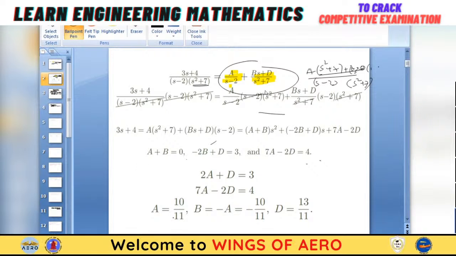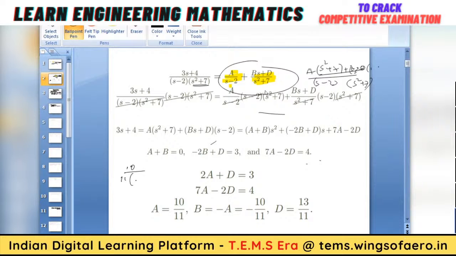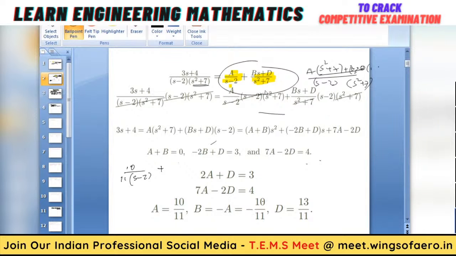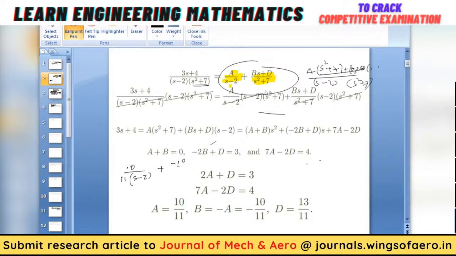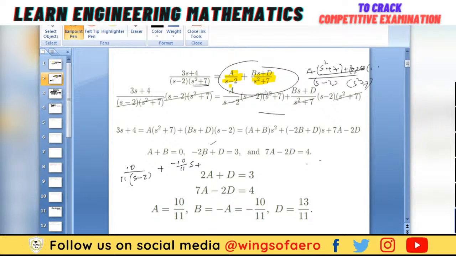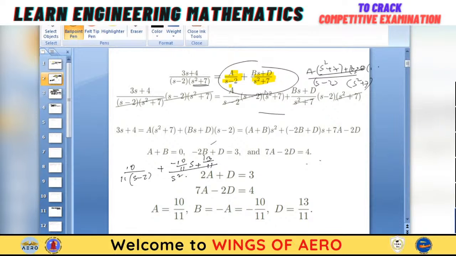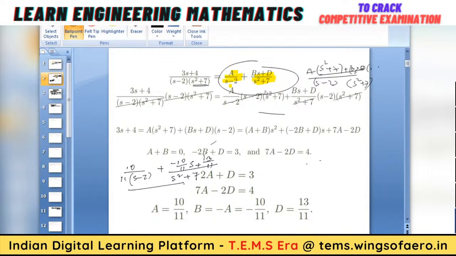So what is the value? 10 by 11. So 10 divided by 11 into s minus 2, plus what is the value of b? B is minus 10 by 11. Obviously, a equal to minus b. So minus 10 by 11 into s plus d. What is the value of d? 13 by 11, divided by s square plus 7. So this is the form of the partial fraction.